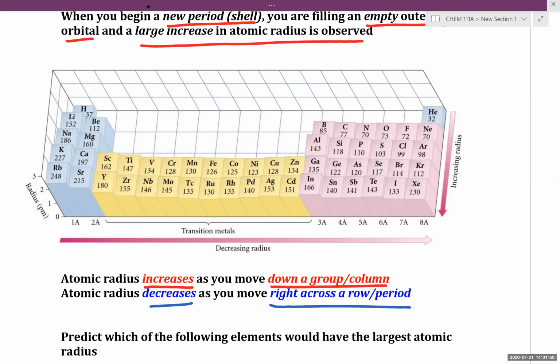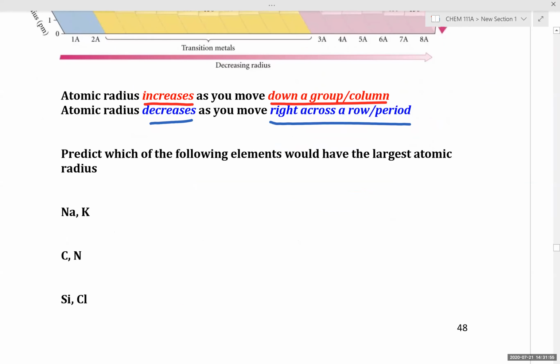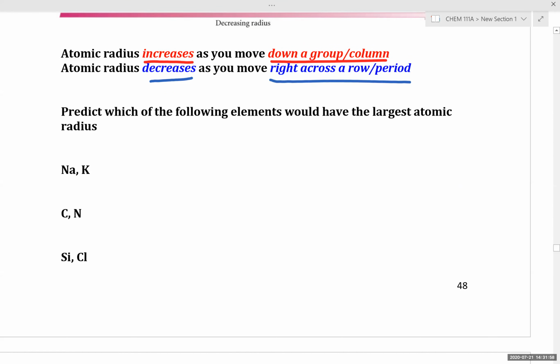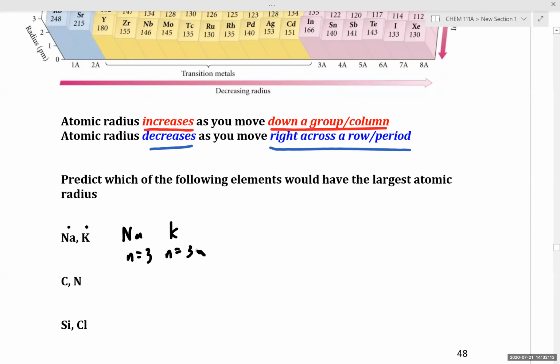So let's apply what we've learned, and let's try to predict which of the following elements in each of these pairs would have the largest atomic radius. So comparing sodium and potassium, sodium is n equals 3, potassium is n equals 4. Larger n leads to a larger radius. So we'd expect potassium to be larger.